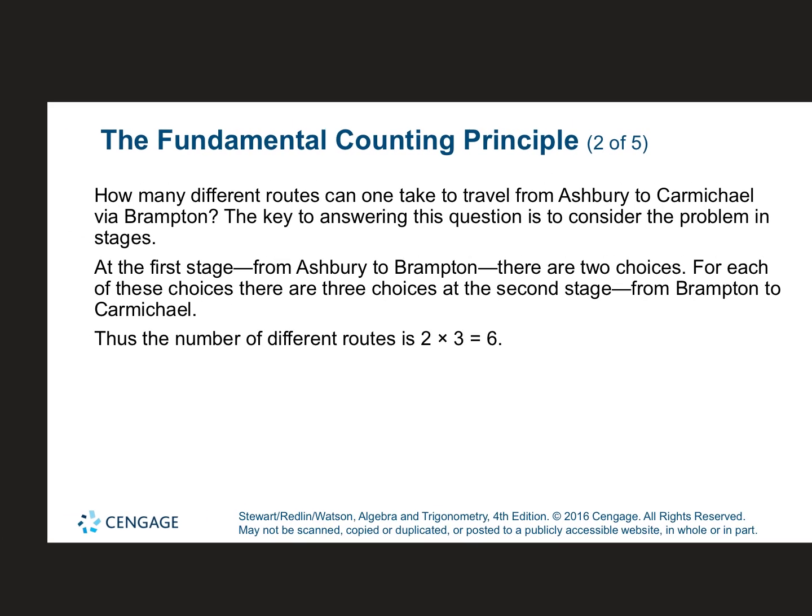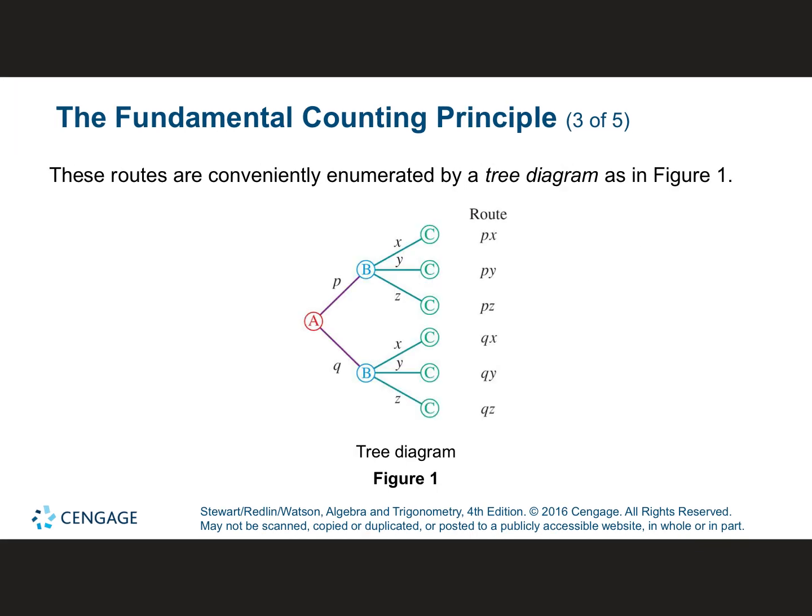So this is the explanation here. From Ashbury to Brampton, from A to B, there's 2 choices. And then for each of those choices, there's 3 more that follow. So then your 2 times 3 is 6. You're always going to multiply. You'll see problems like this, like you are going to college, and you can take 4 sciences, 3 maths, 2 Englishes. What do you do with those numbers? You multiply them together. That's the fundamental counting principle.